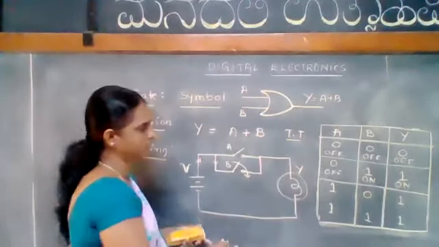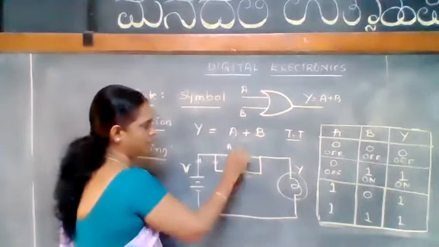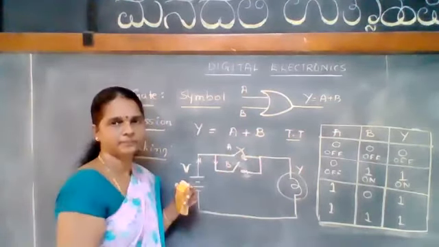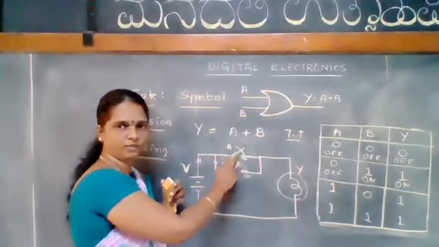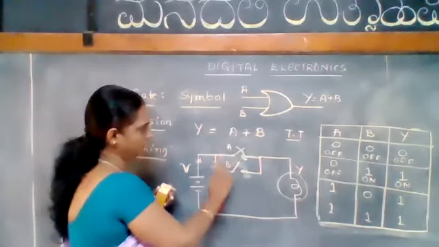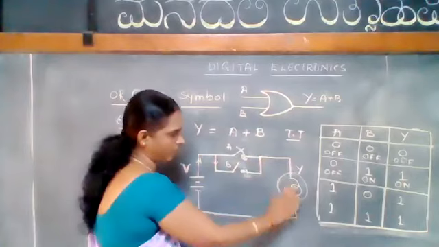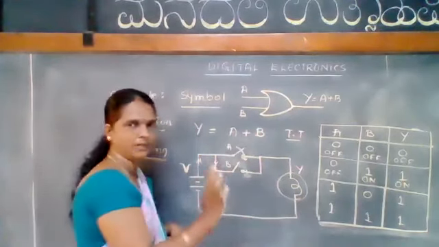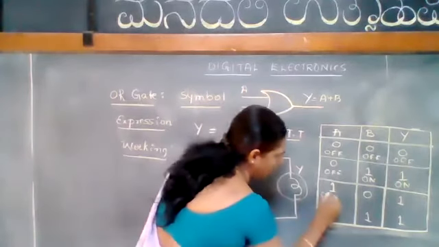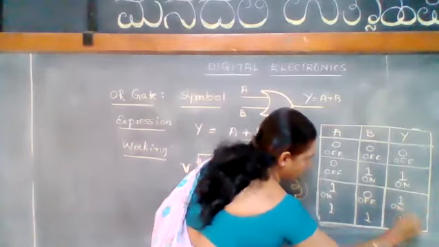What happens in the third condition? We are keeping B open and closing switch A. Keeping B open, A is closed. Now the path for the current is through A. B is open, so it can flow through A and come to the bulb, and the bulb goes on. So I can write here A is on, B is off and the output is on.